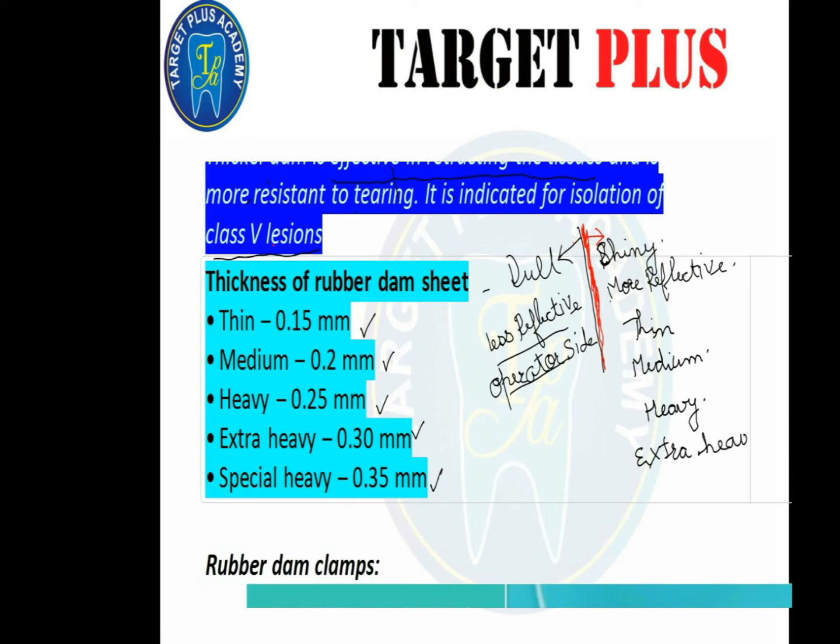A heavy rubber dam sheet has a thickness of 0.25 mm. A medium has a thickness of 0.2 mm. So this is all you have to remember.